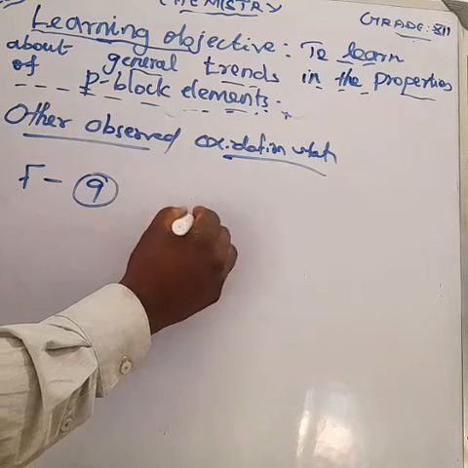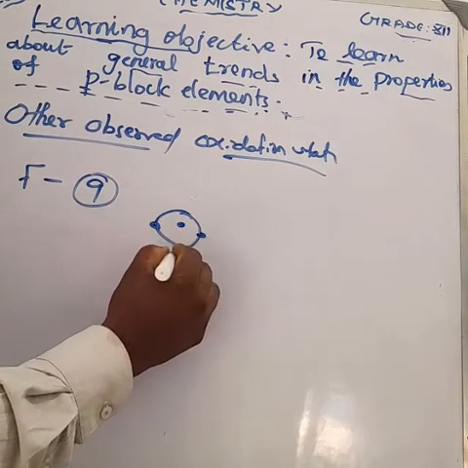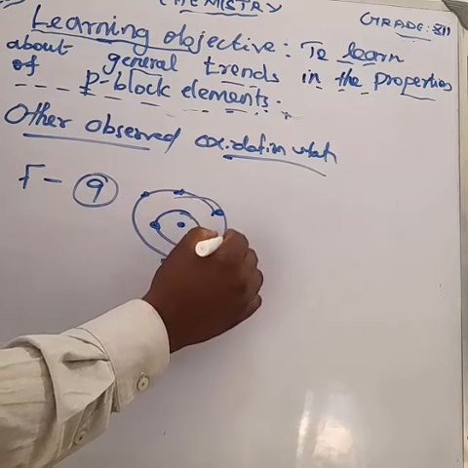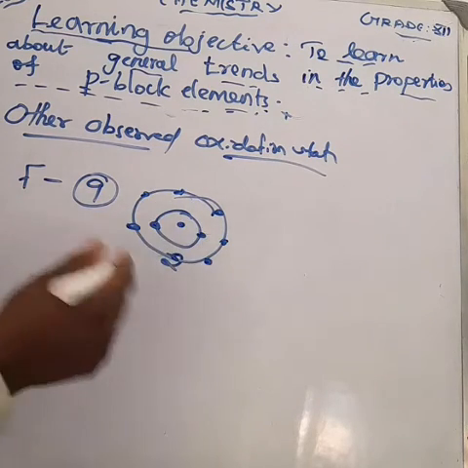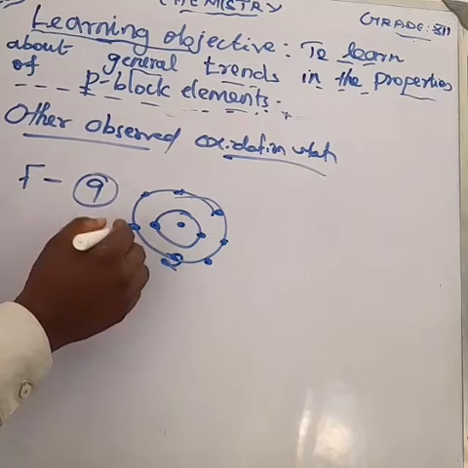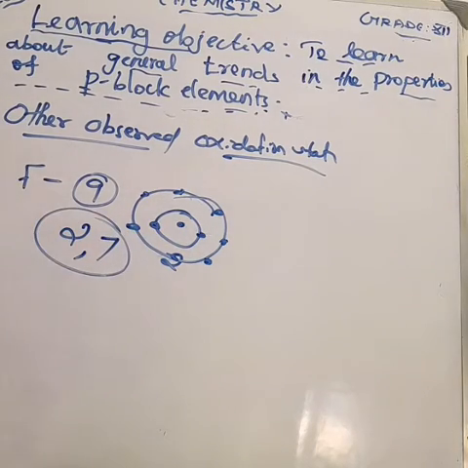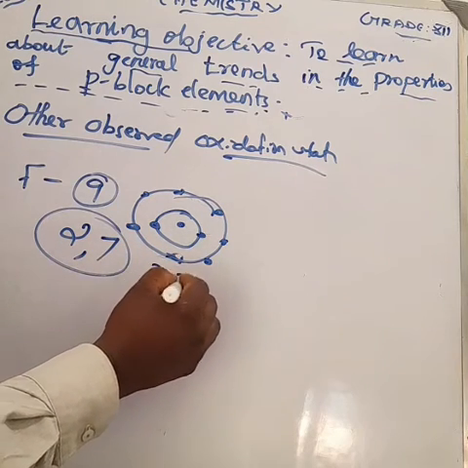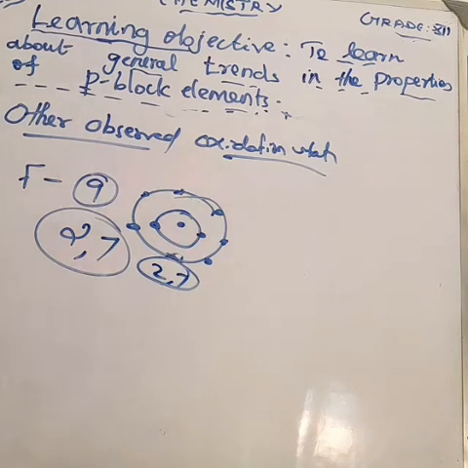The first shell can accommodate 2 electrons. The second shell accommodates the remaining 7 electrons, because there are 9 electrons in total. First shell, 2 electrons. Second shell, only 7 electrons. So 2 plus 7 is equal to 9 electrons, am I right?